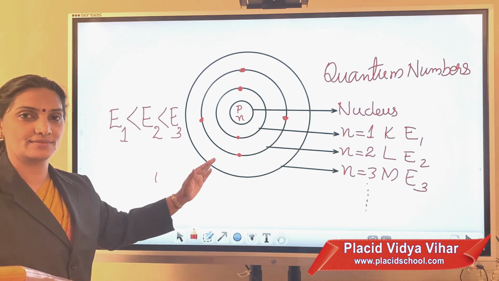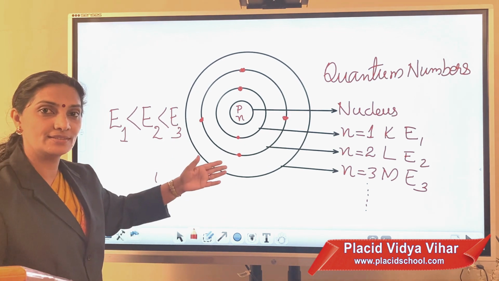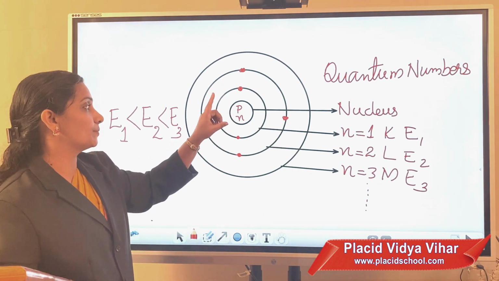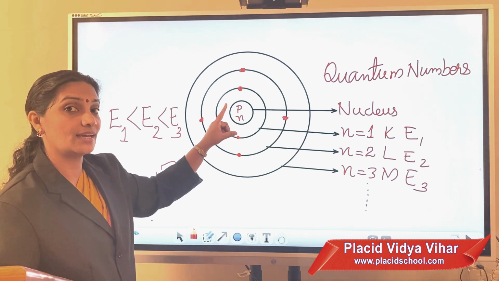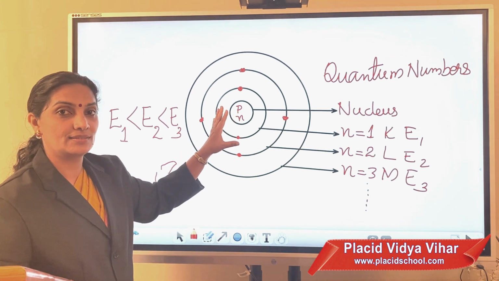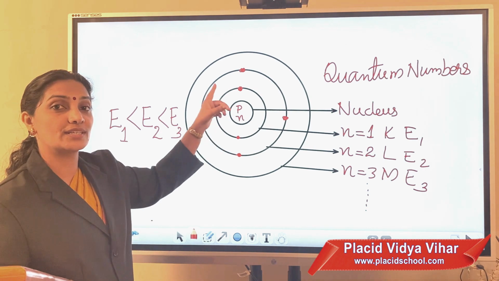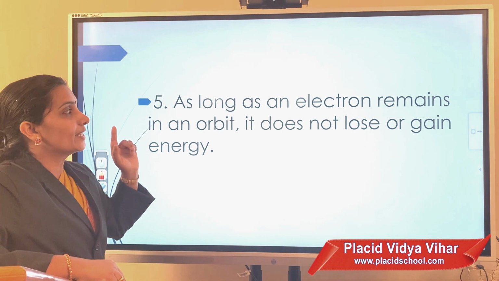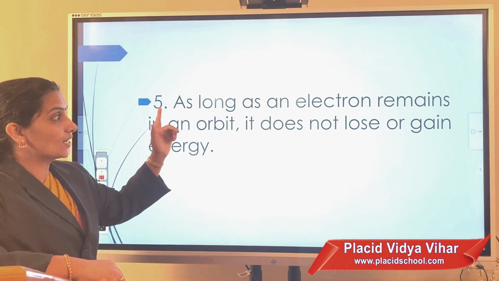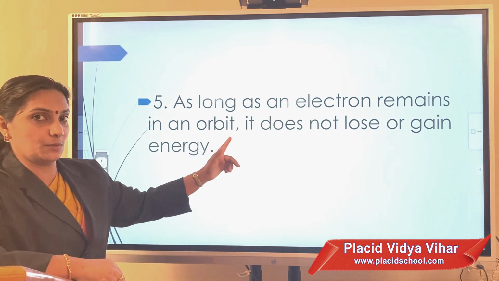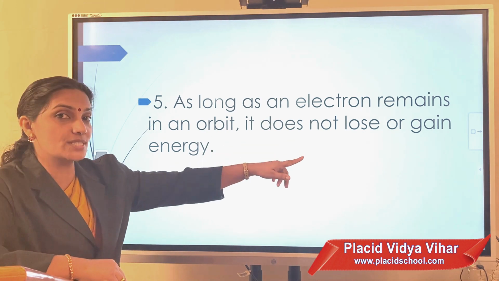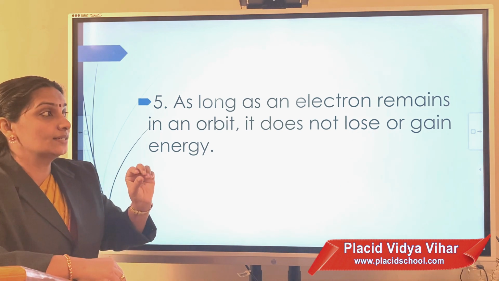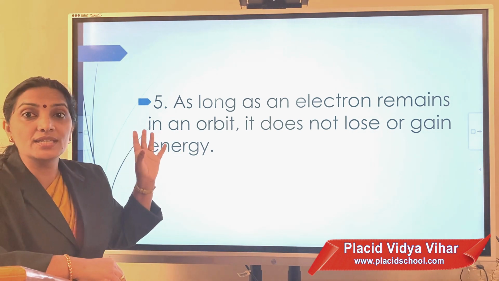It continues. Did you get the points? The first point is the nucleus is very small, positively charged and having high mass. Then the second point, electrons rotate around the nucleus in certain discrete orbits. Then the next point is, as long as an electron remains in an orbit, it does not lose or gain energy. As long as, this is the bold prediction by Niels Bohr.